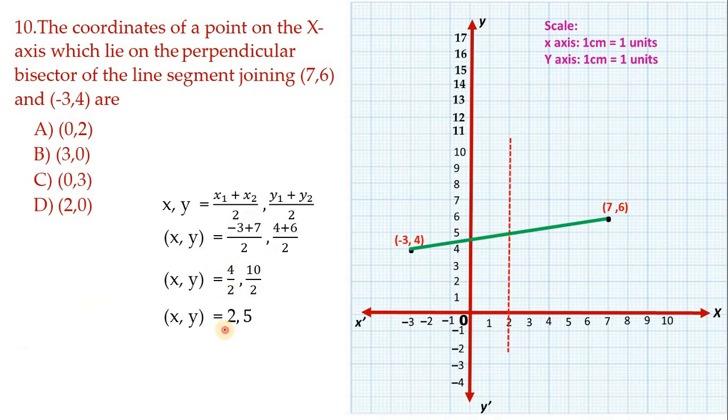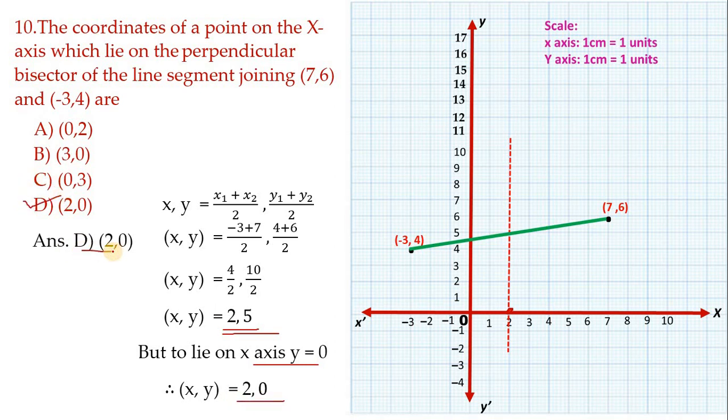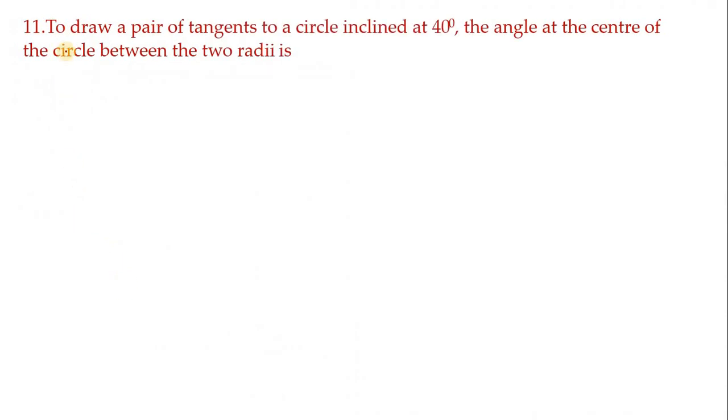That you can directly write. But here we have got 2, 5, children, but it is intersecting on the x-axis, which means the point is lying on the x-axis. Whenever a point is lying on the x-axis, the y value should be equal to 0. If the y value is 0, then only the point lies on the x-axis. For it to lie on the x-axis, y should be 0. Hence the correct answer is 2, 0. Option D is right. Move on to the next one.